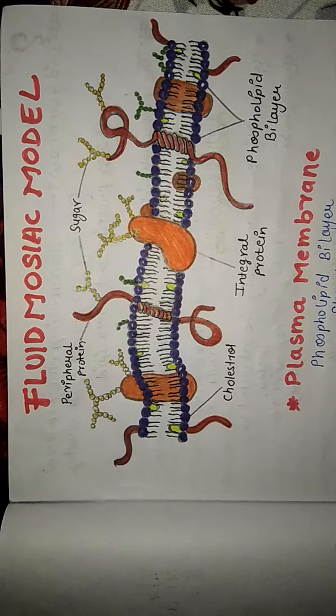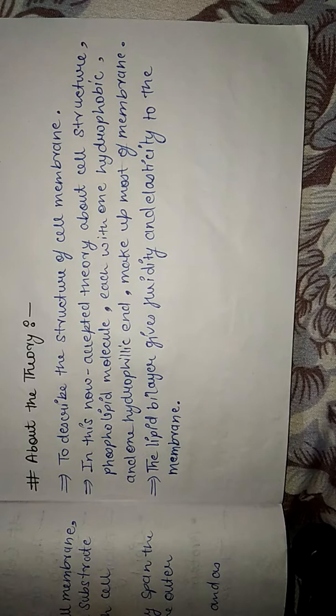As you can see in the diagram, this is the cell membrane, or we can say the plasma membrane. There are so many components of it: cholesterol, peripheral protein, sugar, integral protein, phospholipid bilayer. Let us talk about the theory. This describes the structure of the cell membrane, and is now the accepted theory about cell structure. Phospholipid molecules, each with one hydrophobic end and one hydrophilic end, make up most of the membrane. The lipid bilayer gives fluidity and elasticity to the membrane.